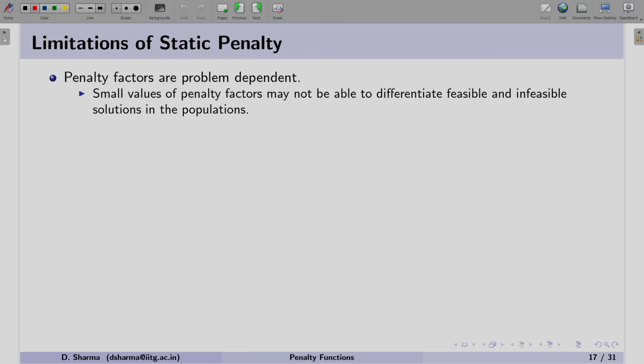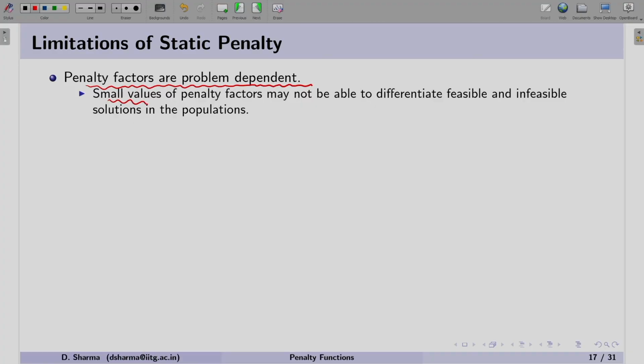So, what could be the possible limitations of the static penalty? Now, let us see that. An important point is that penalty function methods are problem dependent, meaning that depending on the problem, the penalty value, the value of r, may be sufficient for one particular problem, but may not be sufficient for another kind of problem.